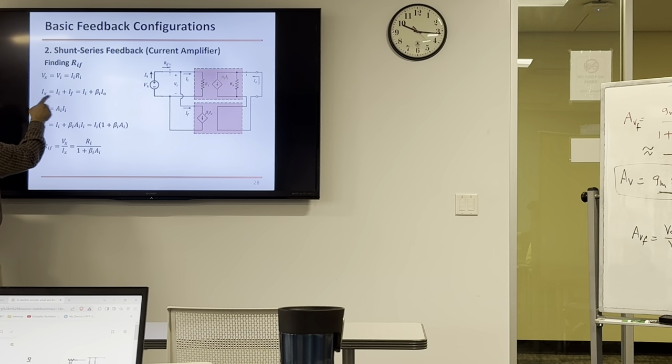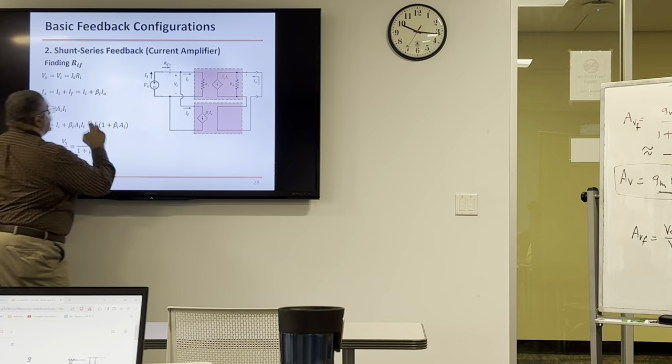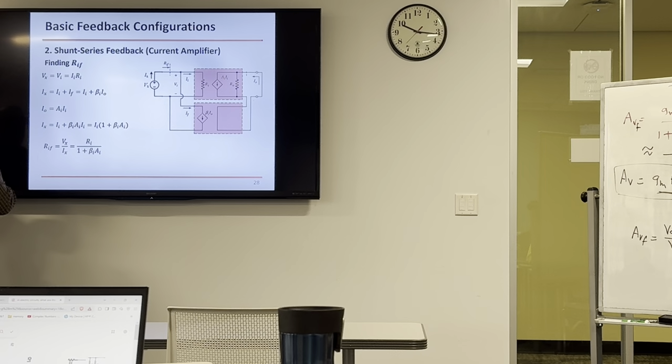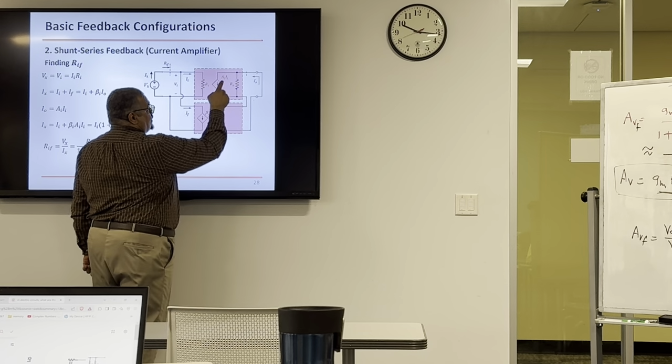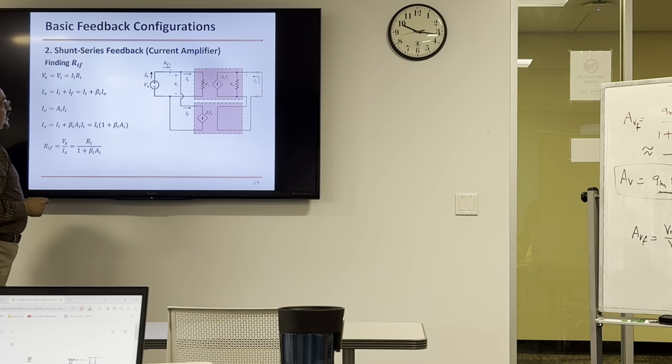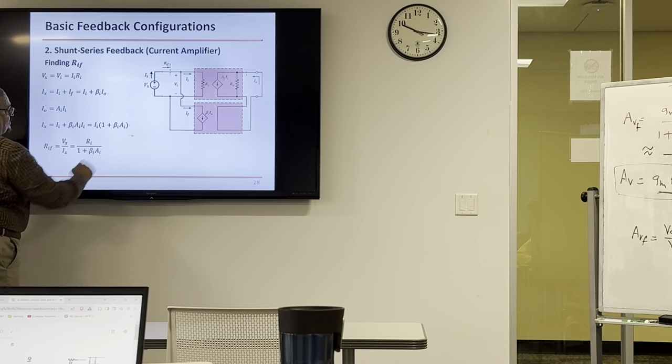So Ix is Ii plus If. You can substitute this with Ii times... And what's If? If is beta times Io. So substitute this one here. And Io, at the same time, since this is shorted, is the same as Ai times Ii. If you substitute all this in this equation here, you're going to get Ix equals this.